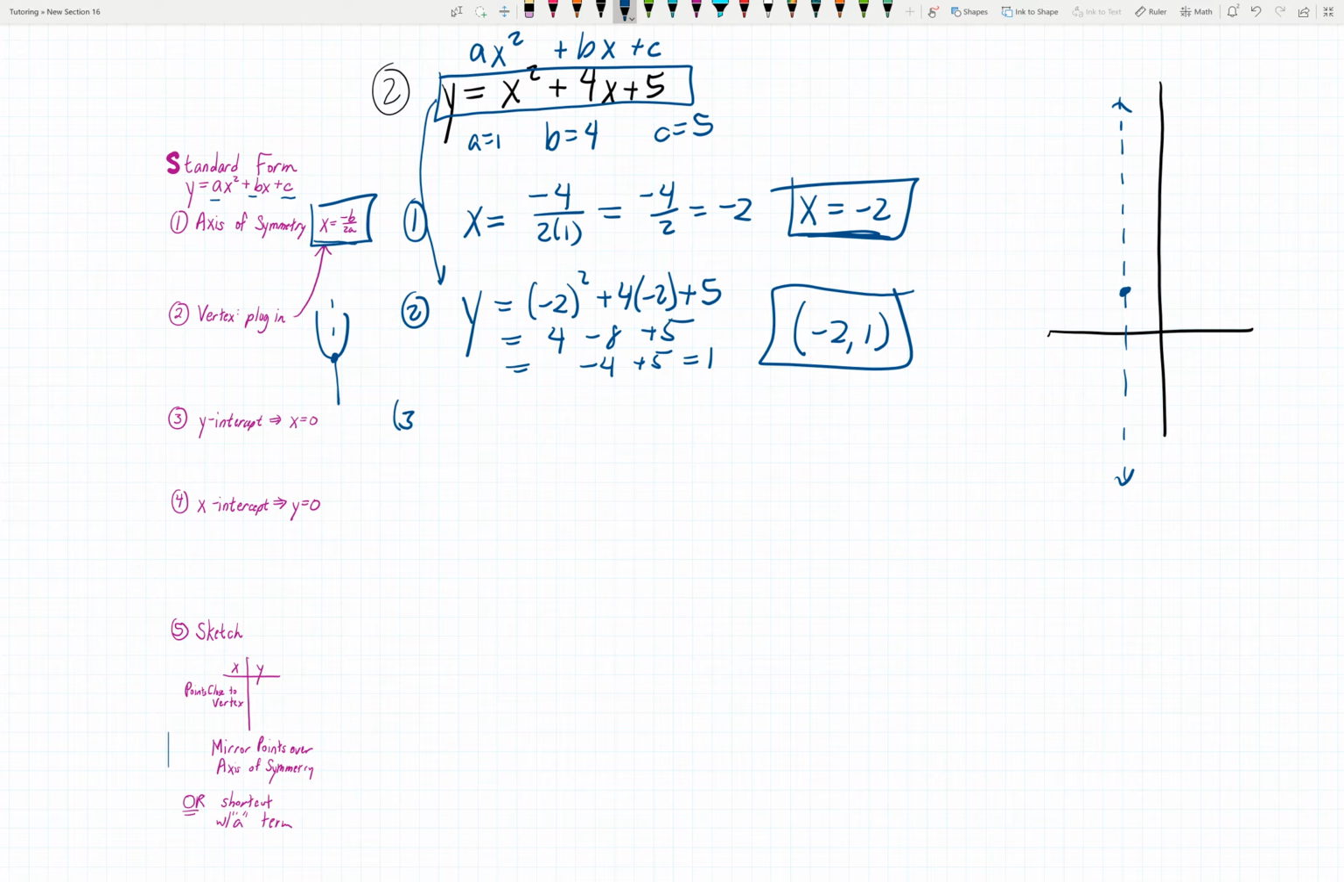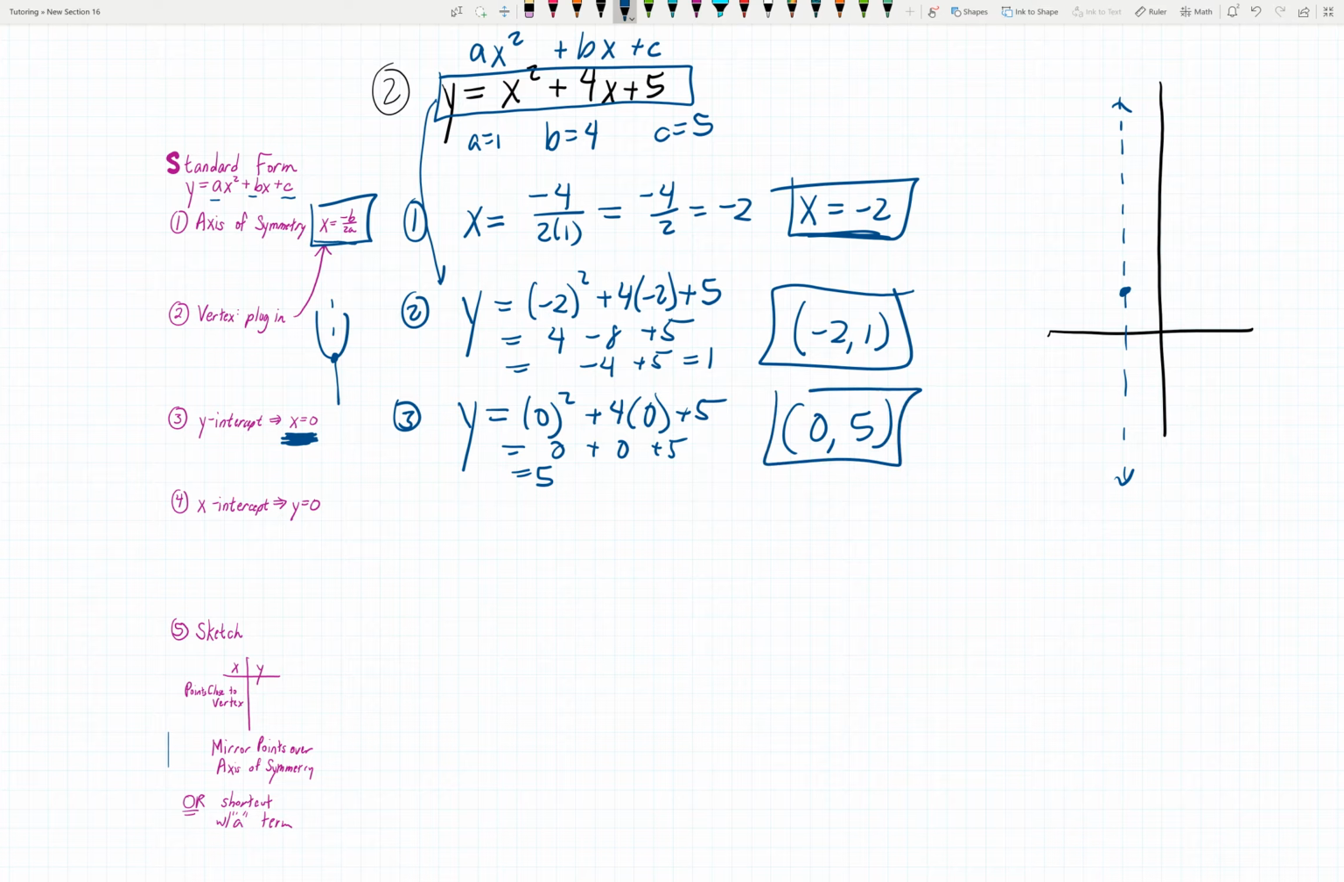If they want a y-intercept, any graph you'll ever do, the y-intercept happens when the x is 0. So I'm just going to plug in 0 to my equation. And I get 0 plus 0 plus 5. So the y is 5. So when x is 0, the y is 5. 0, 1, 2, 3, 4, 5. And I can mirror that on the other side while I'm going. And I've already got a pretty good sketch.